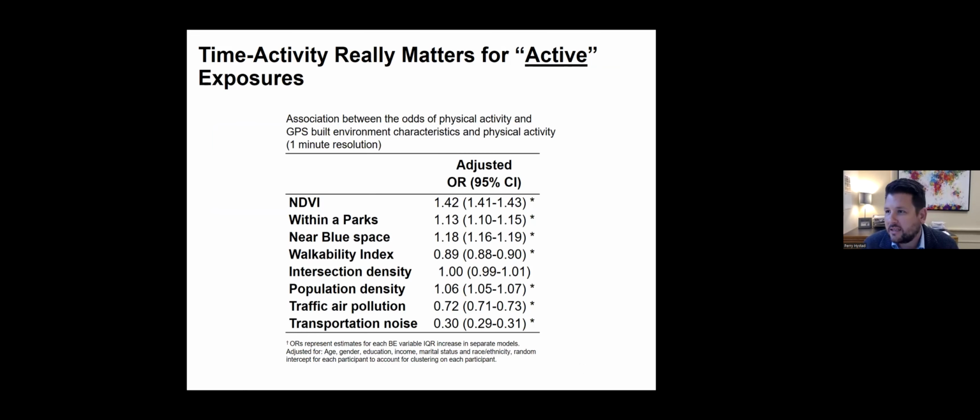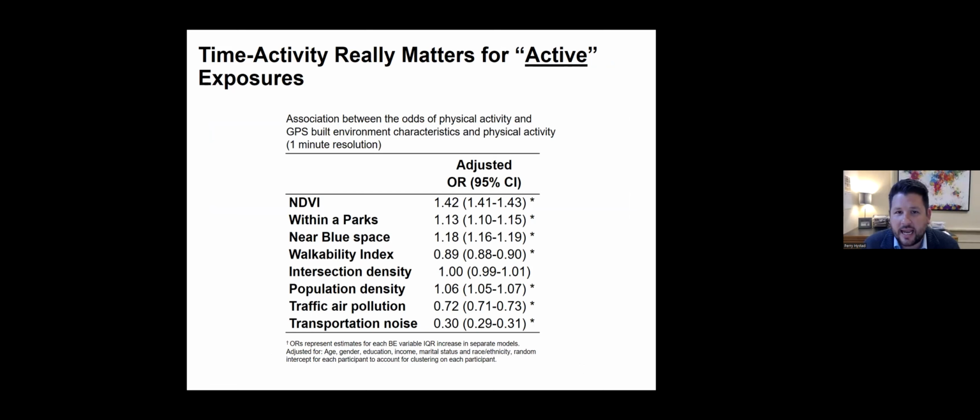When we look at active exposure, for example how the built environment might influence physical activity, or how green space might influence mental health through stress reduction, these are what I call active exposures. So when you're sleeping in your house, these are not going to have an impact.